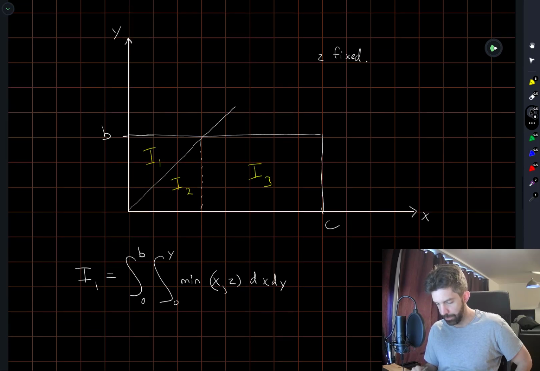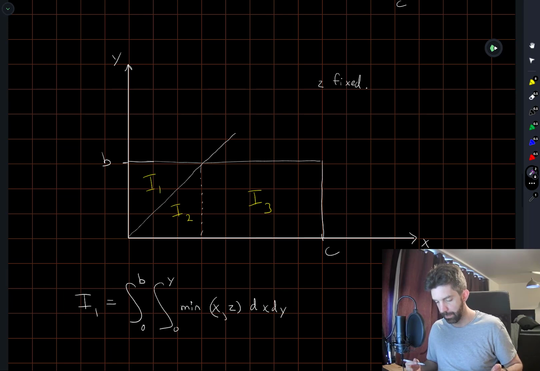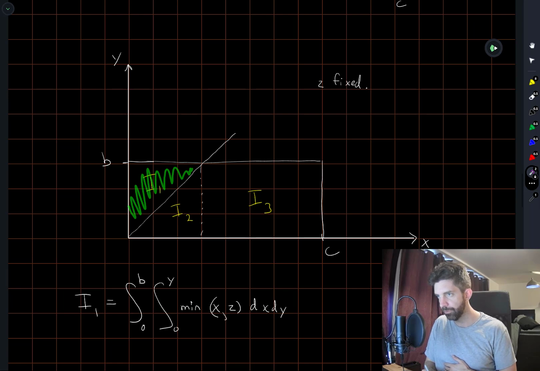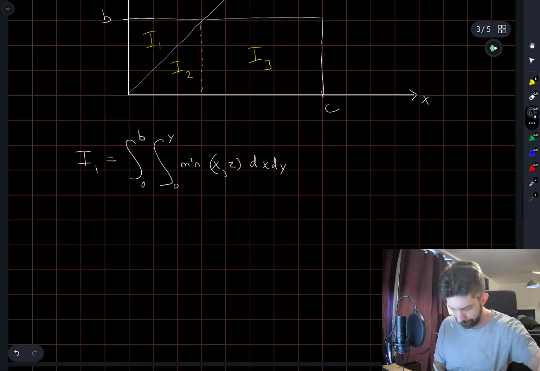So what I'm doing here, I've just redrawn basically the picture we had in the 2-dimensional version. I'm imagining that z is some fixed value, and then here in the new I1 region, x is less than y, and so the minimum of the 3 variables is never going to be equal to y. It'll either be equal to x or z, whichever one is smaller. So I put this in here. And then I2 will be similar, and I3 I'll figure out when we get there.